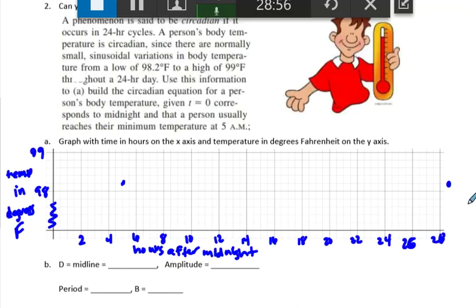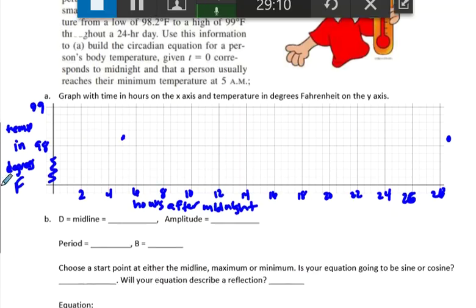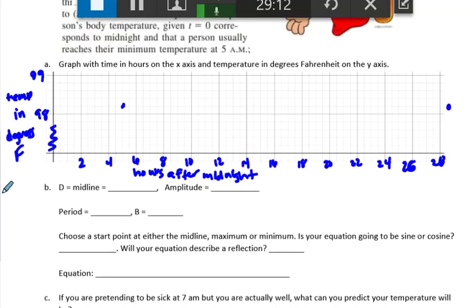So those are both minimum points. Your maximum point is going to be halfway between those. So if your whole period is 24 hours, how many hours till you get to your maximum? 12. 12, yeah. So let me put that a little bit higher for you guys. 12 hours after 5 a.m. is what time? It's 5 p.m., and since this is like military time here, we're talking about 1700 hours. There we go. So 17 hours after midnight, you're at your maximum.